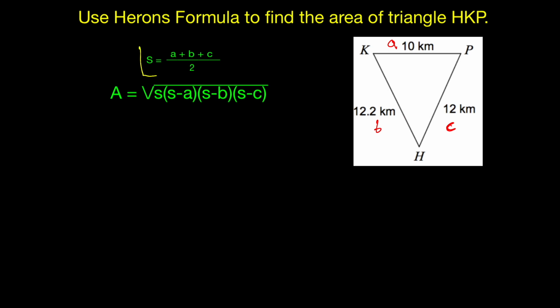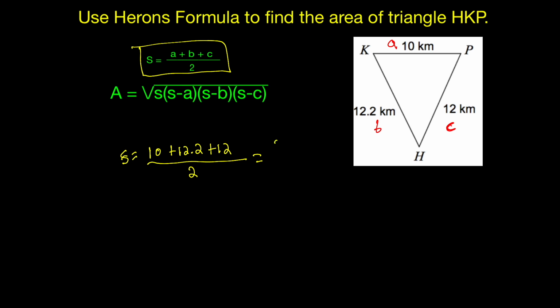So I'm going to begin by calculating the quantity S by adding all three sides, which is 10 plus 12.2 plus 12, and then after I add them up, I'm going to divide by 2. Now 10 plus 12.2 plus 12, that's going to give me a total of 34.2. And when I divide by 2, I'm going to get a total of 17.1. So S is equal to 17.1.